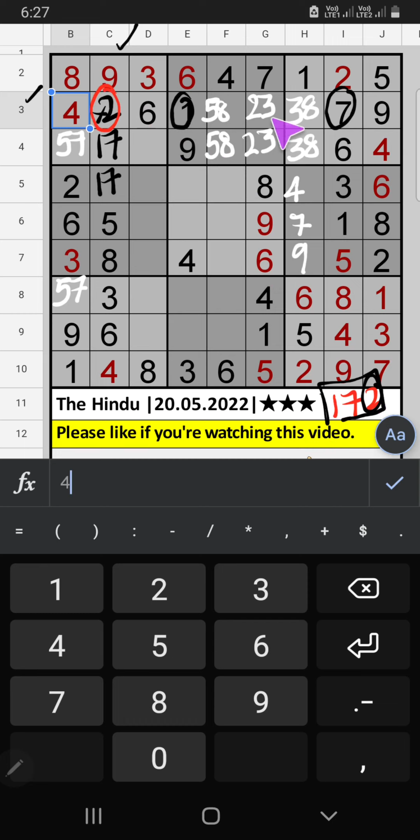Since 2 is here, so 2 can't come in this cell, 2 is confirmed here, then 3 is here. Since 3 is here, so 3 can't come in the cell, 3 is confirmed here, then 8 is here. Since 8 is here, so 8 can't come in this cell, 8 is confirmed here, then 5 is here.